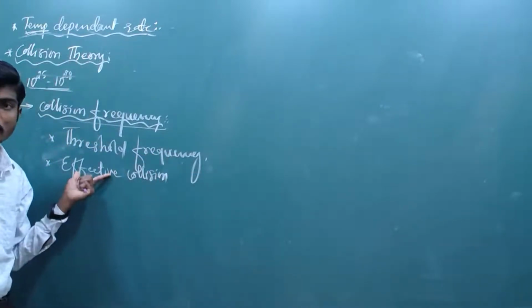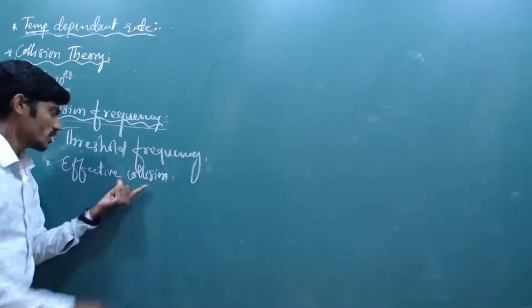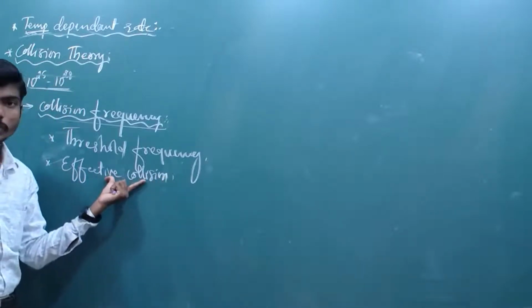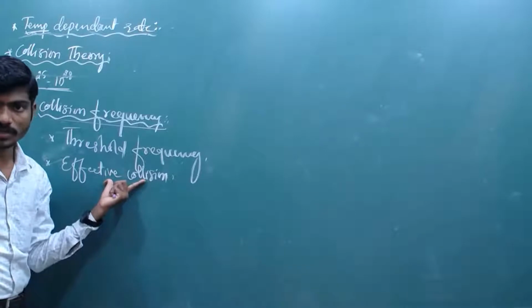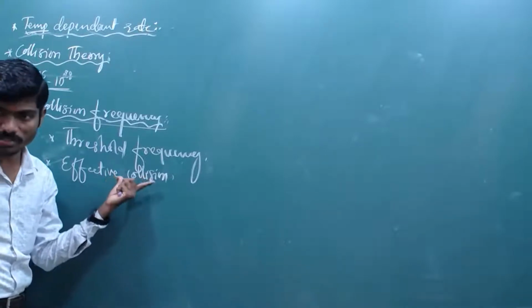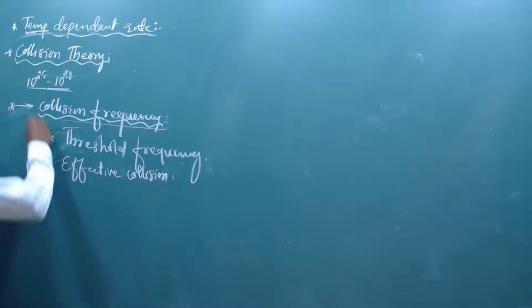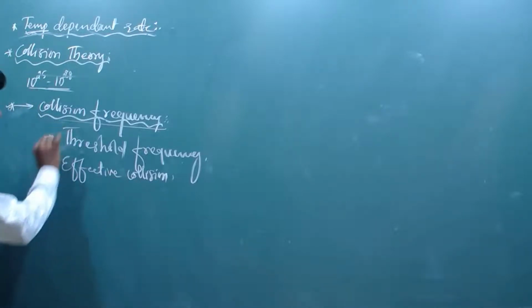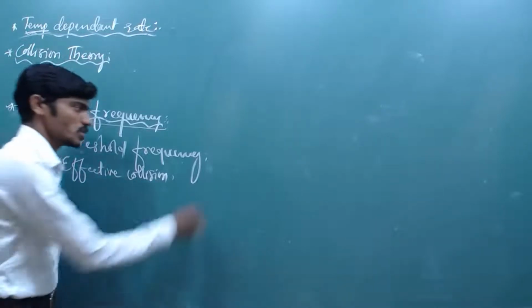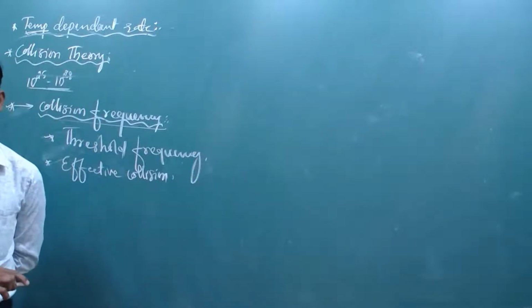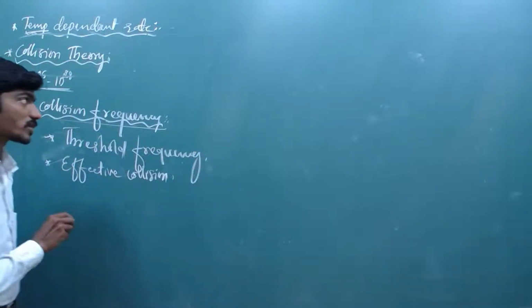Effective collisions are those collisions which are effective in producing the product. The collisions which lead to the formation of product are called effective collisions. One is collision frequency, threshold frequency, effective collision. So this is the energy factor. Next one is the orientation factor.